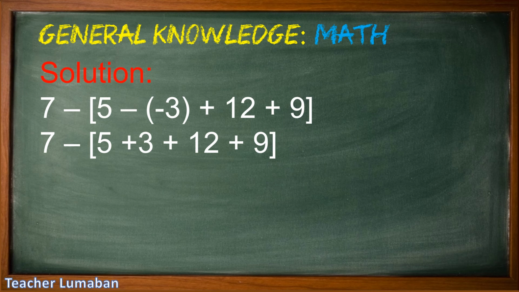Calculate the sum of the positive numbers. 7 minus 29. Calculate the difference. -22. Answer -22.